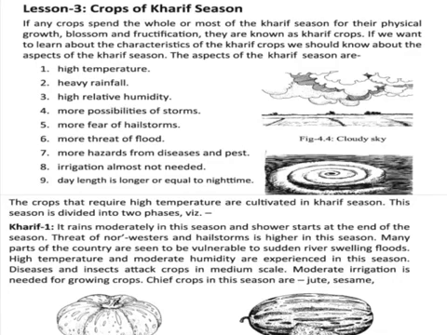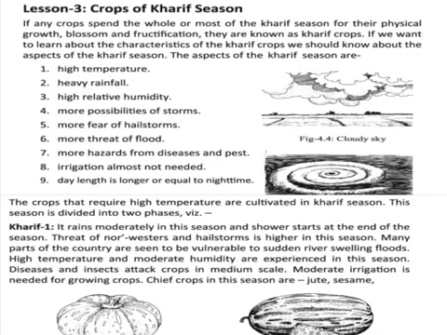One is Kharif 1, and in Kharif 1 it rains moderately in the season, and showers start at the end of the season. Moderately means within a reasonable limit. That means in this Kharif 1 it rains within a reasonable limit, and the rain showers also start at the end of the season.